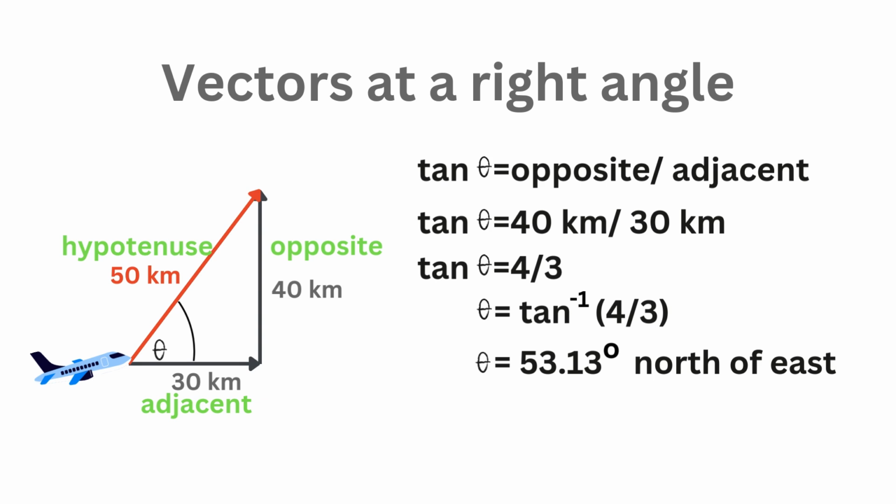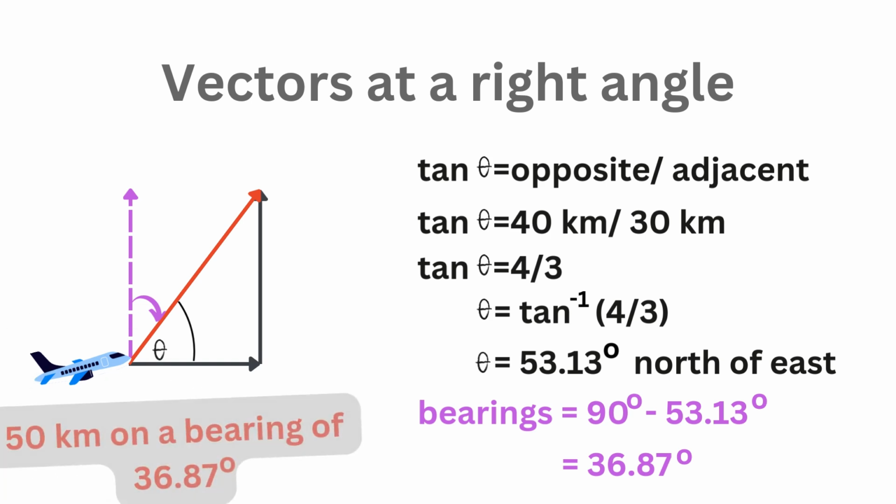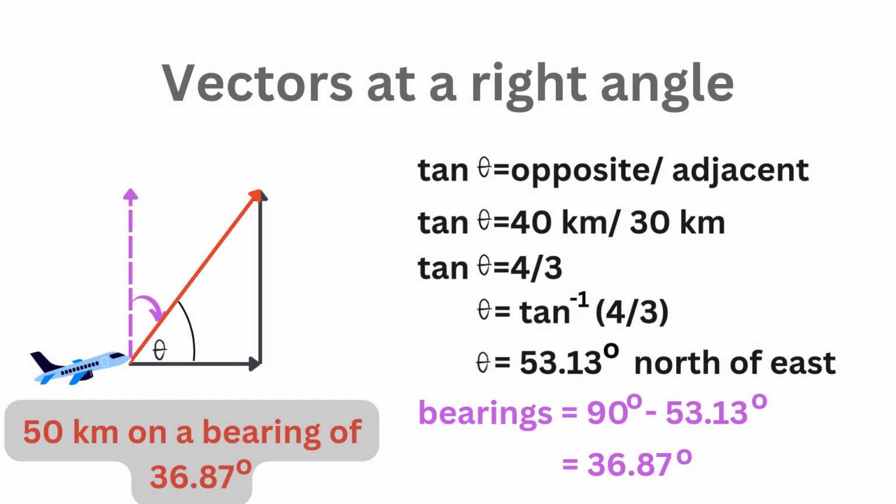We can also express the direction of the plane's displacement in terms of bearing, which is the angle measured clockwise from north. Since we calculated an angle of 53.13 degrees north of east, we subtract this from 90 degrees to get a bearing of 36.87 degrees. So, the plane's total displacement is 50 kilometers on a bearing of 36.87 degrees.